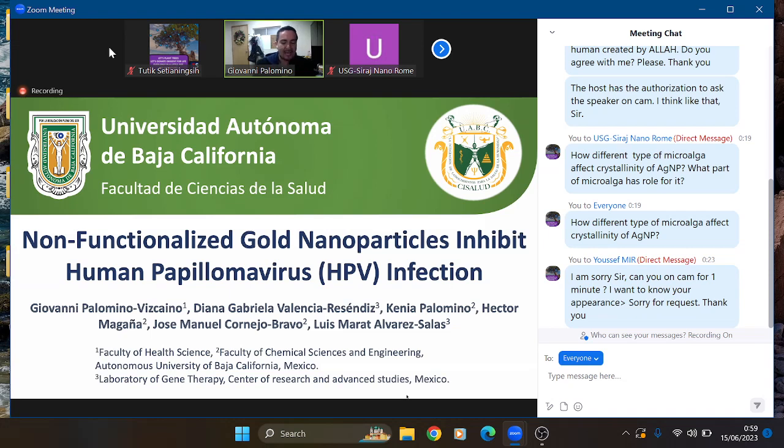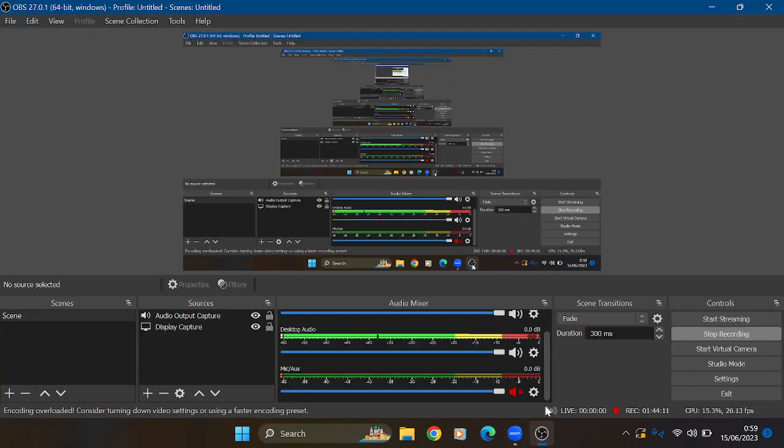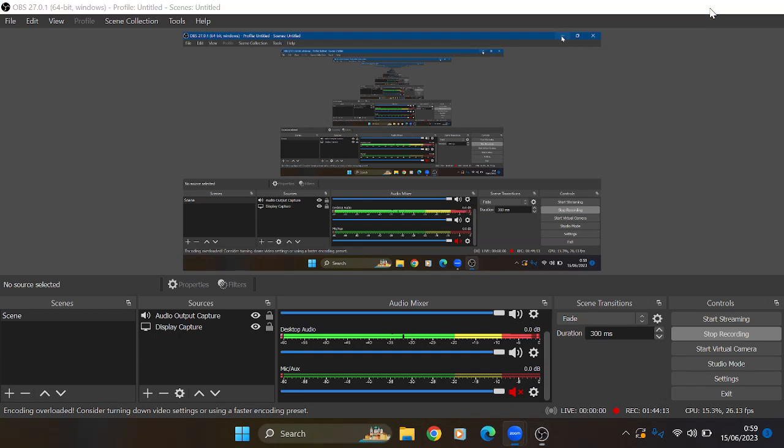Today, I want to talk about an interesting observation that came out during my PhD thesis, and these are the results of that observation. The title of the talk is Non-Functionalized Gold Nanoparticles Inhibit Human Papillomavirus Infection.